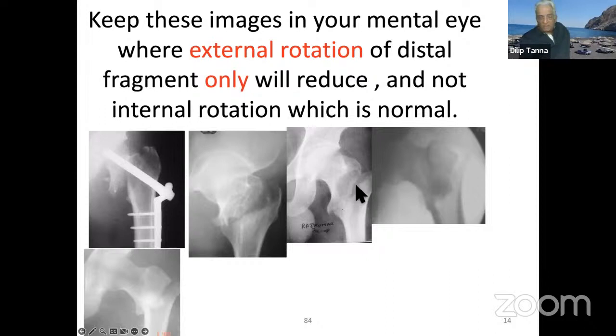Now, when you need to do the open reduction, there are two ways in which you can do it. But this is the way I take it. Normally, when we do a DHS, the vastus lateralis is cut off from the ridge so that you can do the reduction when you want to reach anterior. My suggestion is go in between the vastus lateralis.